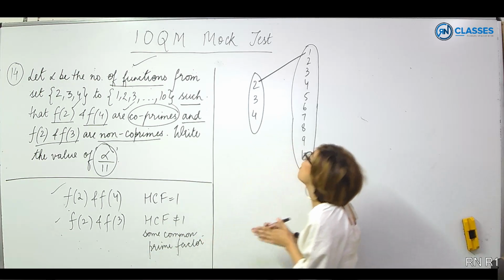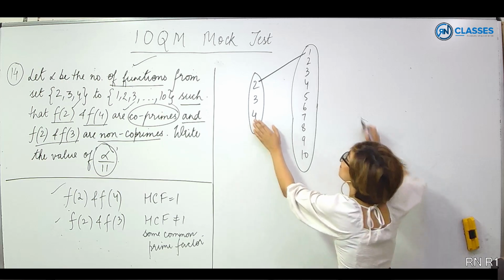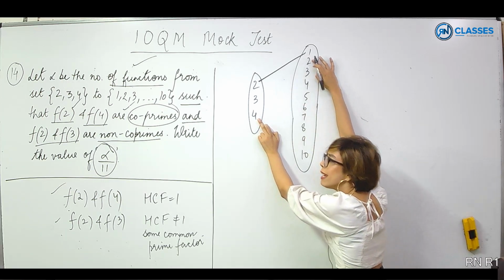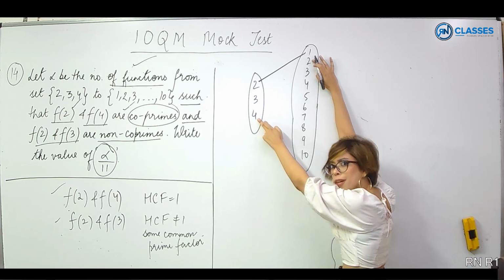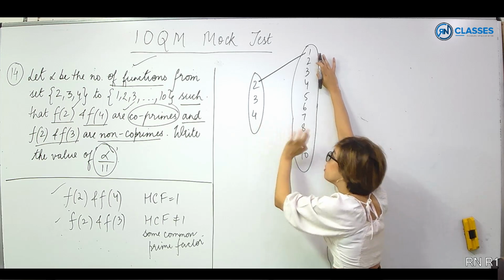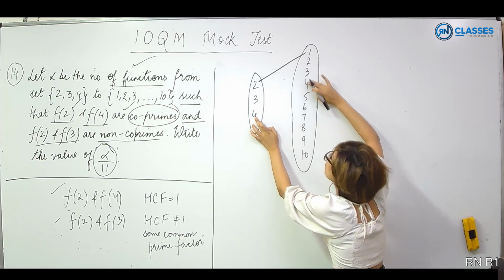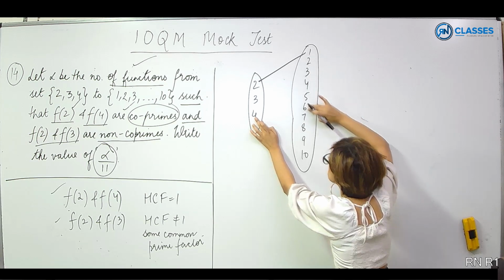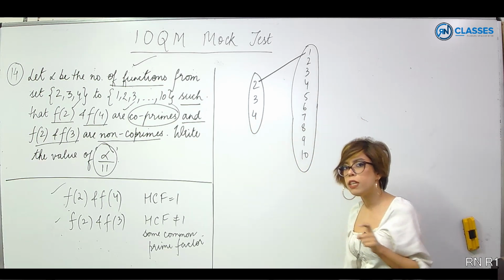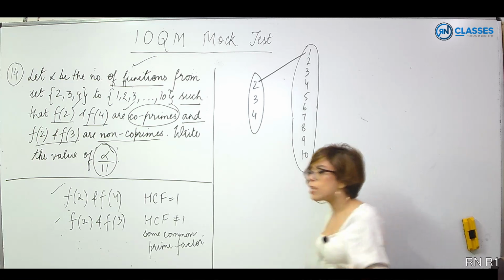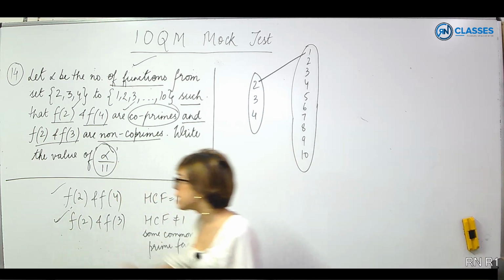Now he says f of 2 and f of 4, these two have to be co-primes. So that means HCF has to be 1. Mind it, f of 4. If I take f of 4 to be 2, right? HCF of 1 and 2 is 1, right? So again, it would be co-prime. I can take f of 4 to be 3, 4, 5, 6, so on. Any. It's absolutely fine. But at the same time, I need to make sure the second condition is also satisfied.